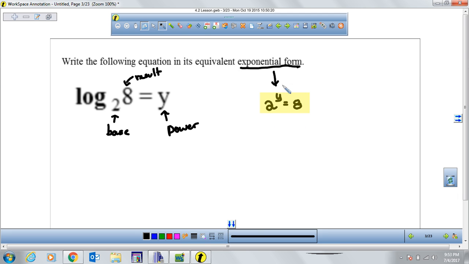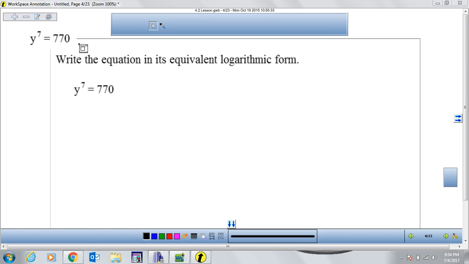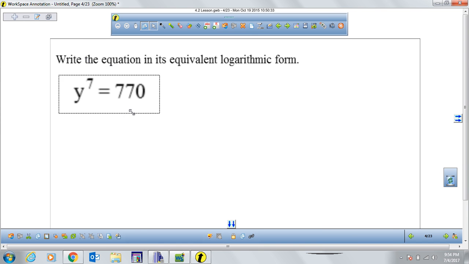Now, we could solve this, but the question is not to solve this equation. It just says write the following equation in exponential form. So we just need to write it in its equivalent exponential version. Now, we're going to do the opposite on the next problem. What we want to do is rewrite this equation in its equivalent logarithmic form.